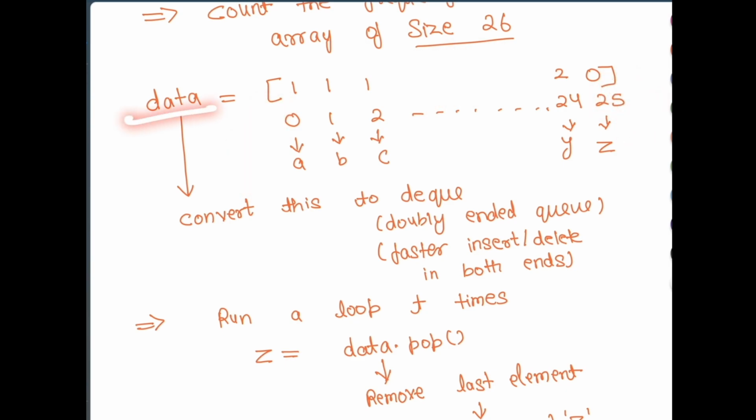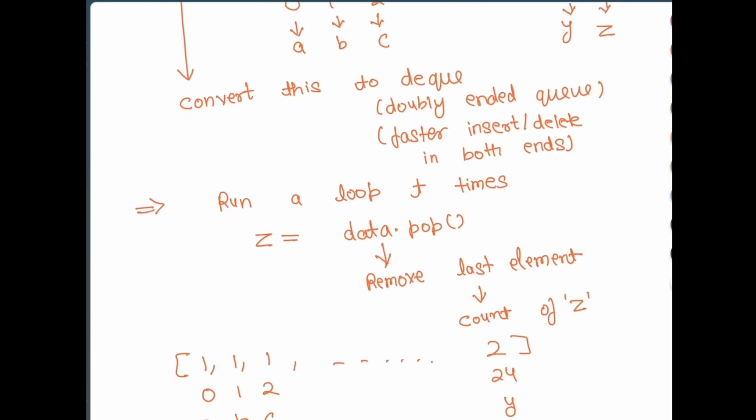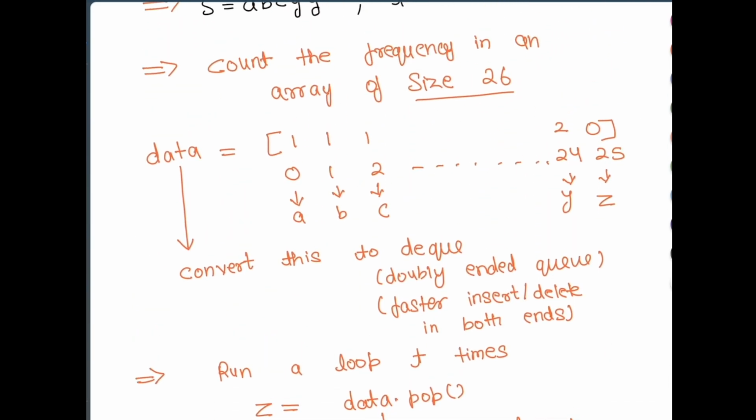So you just convert this data to a DQ, and then you will run a loop for t times. And what you are going to do in the loop is say data.pop. What this pop will do is remove the last element in your array, which actually represents the count of Z, right? The last element is at index 25. It represents how many times you have Z in your current string, right?